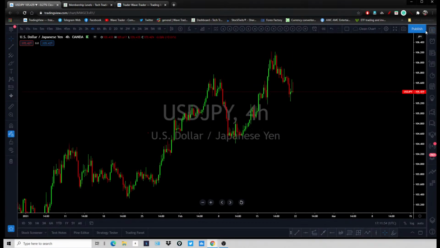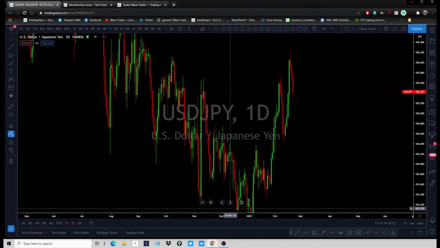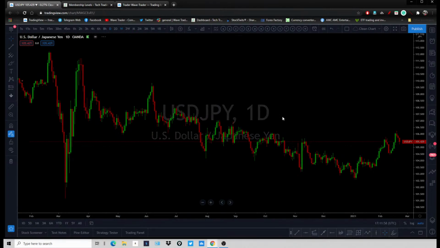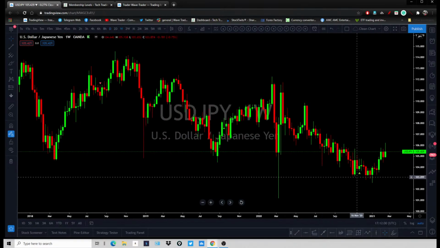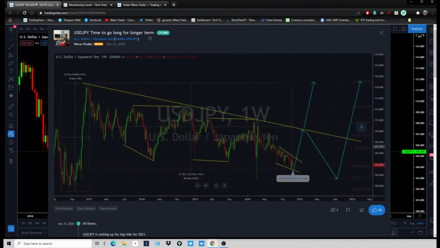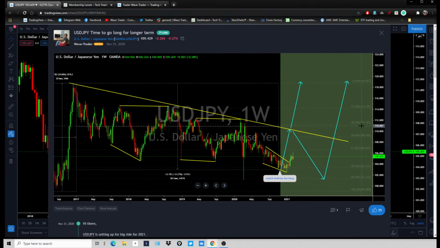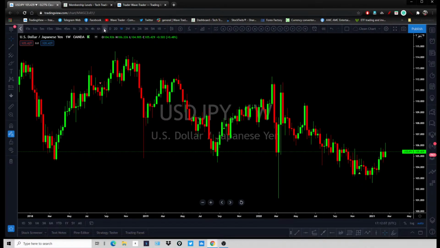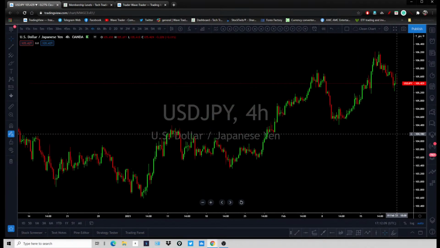Okay, so dollar yen, yes, there is a longer term reversal on this chart. This chart is going to give you a longer term reversal. We believe that the reversal is already on its way on the dollar yen for longer term. We have seen that chart too last week. So let's go straight to the lower time frame.